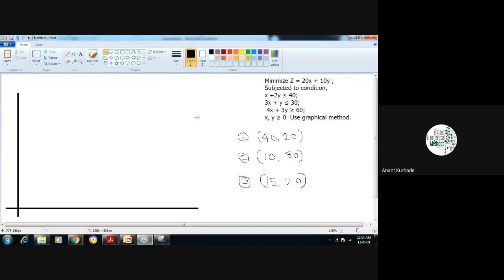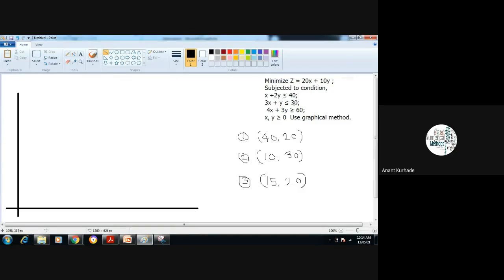Now see, just write down this problem. Minimize z is equal to... Your focus should be on this objective function. It says minimize, which means at last you have to find the minimum value, and that should be your final answer. So z is equal to 20x plus 10y, subject to the conditions.